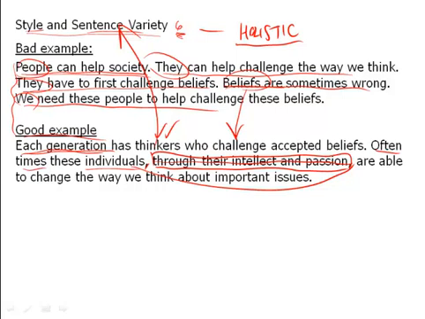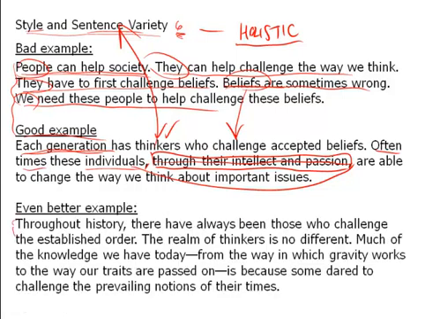But we're not quite out of the woods here yet because we have an even better example. Why not? So what I have here is throughout history, there have always been those who challenge the established order. The realm of thinkers is no different. Much of the knowledge we have today, from the way in which gravity works to the way our traits are passed on, is because some dared to challenge prevailing notions of their times. Okay, wow. But really, does it say that much different than this? I mean, yeah, it flows a little bit better logically than that first example. But compared to this example, really, it's saying more or less the same things, but it's giving us a lot more specifics here.